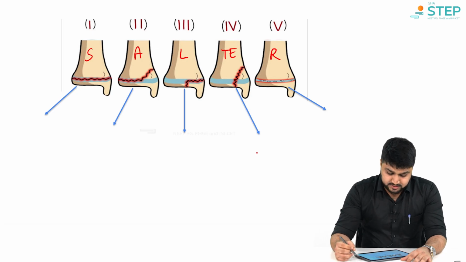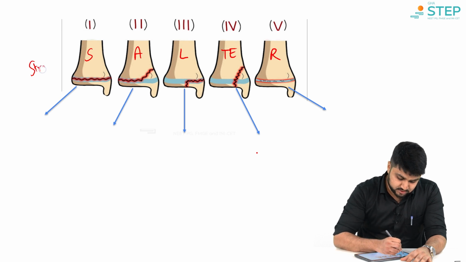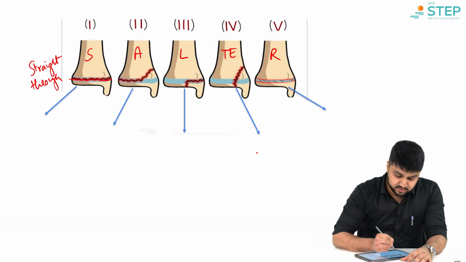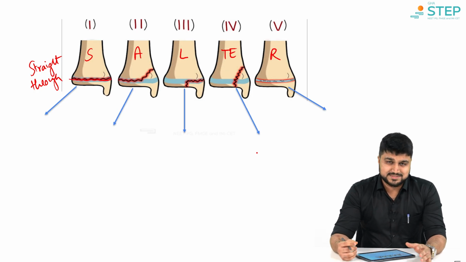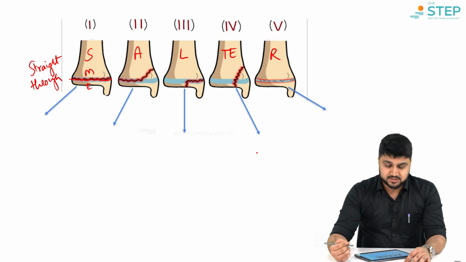So this basically describes the orientation of the fracture line. So type 1 is straight through, which means that the fracture line passes straight through the physis. As we know, the physis is a cartilaginous structure and cannot be seen on the X-ray. However, the relation of the metaphysis and the epiphysis will be altered in such injuries.